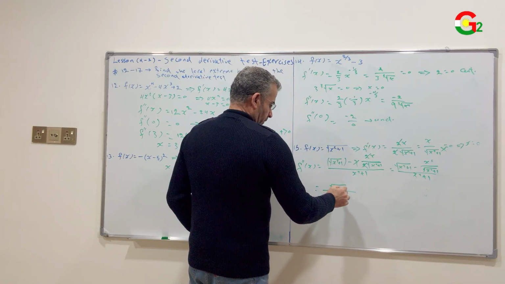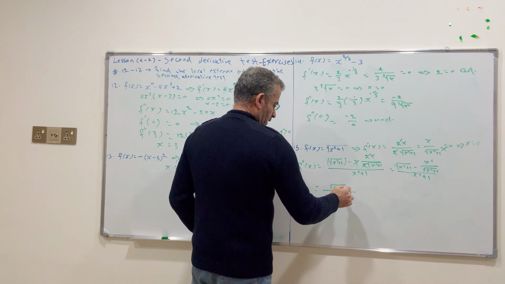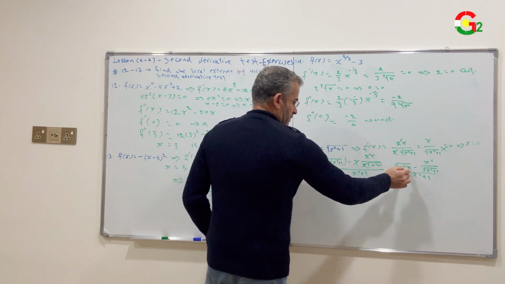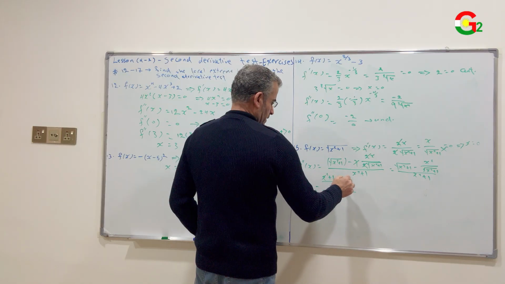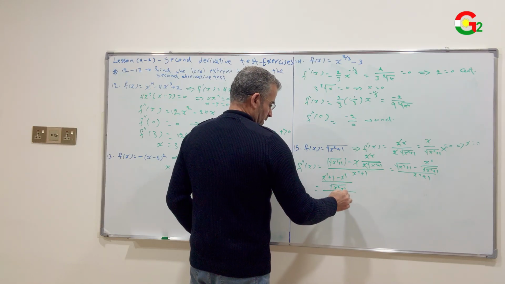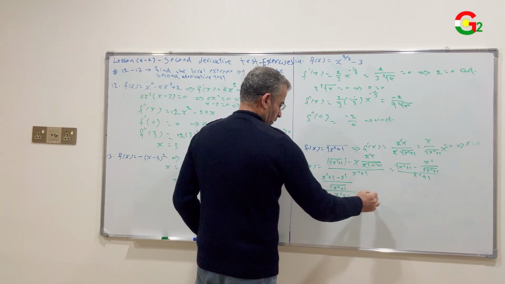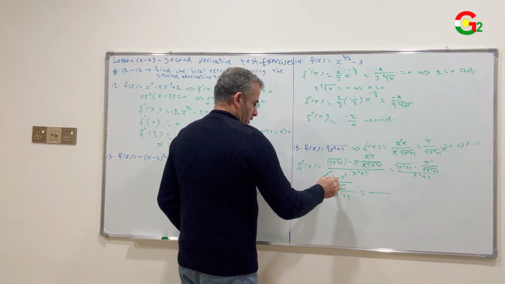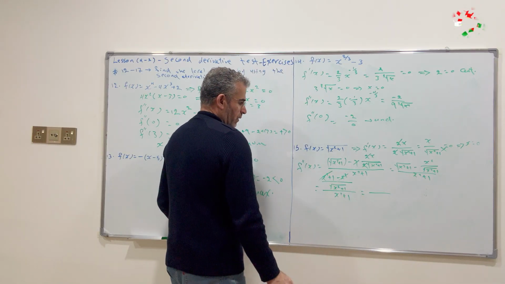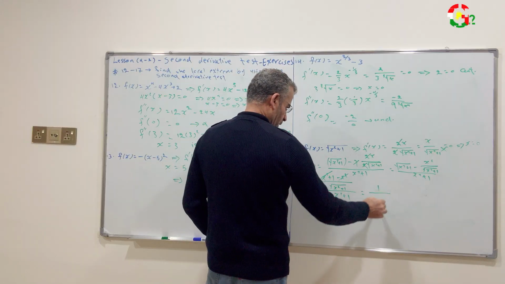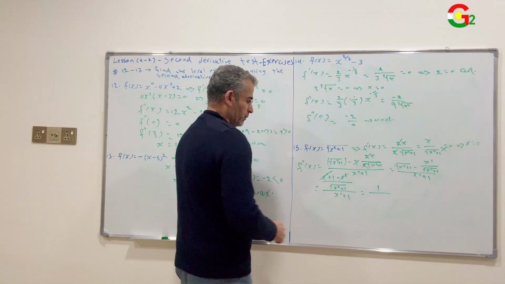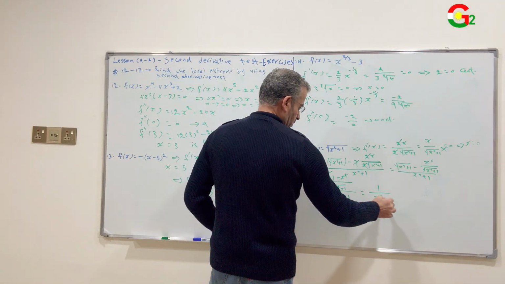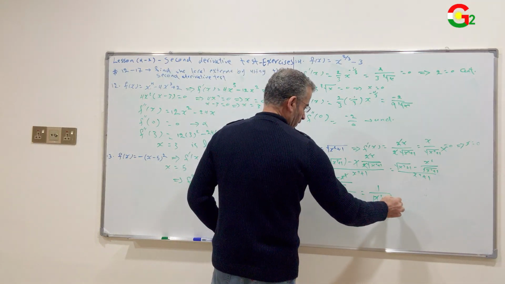Square root of x squared plus 1 times square root of x squared plus 1, x squared plus 1, minus x squared, over x squared plus 1, equal to, remove x squared minus x squared, 1 over square root of x squared plus 1 times x squared plus 1, which is x squared plus 1 to the power 3 over 2.